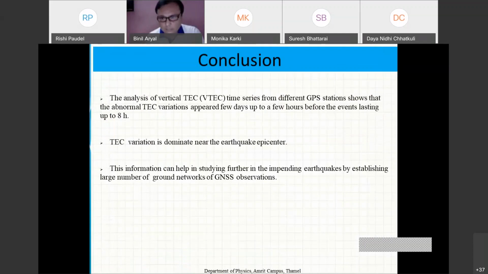So here we came to the conclusion that analysis of vertical TEC time series from different GPS stations shows abnormal TEC variation appearing a few days up to a few hours before the main event, and TEC variation is dominant near the earthquake epicenter. So it is important to know the locality of the event. Depending on their magnitude, by using various technology, we can detect the future epicenter as well. So this is just the baseline of my work. Further study is required to know the exact relation between different parameters like solar activity, and to see whether these parameters can be used as an earthquake precursor or not.